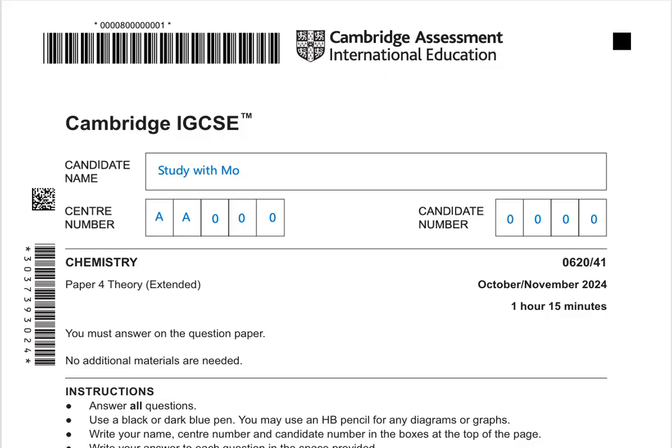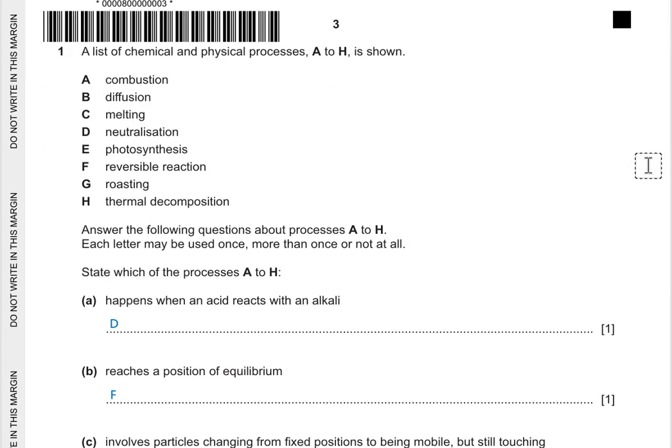Today we are going to cover the 0620/41 paper, October-November 2024 for Chemistry, Theory Extended. Starting with the first question, it's really similar to the last papers, October-November's.